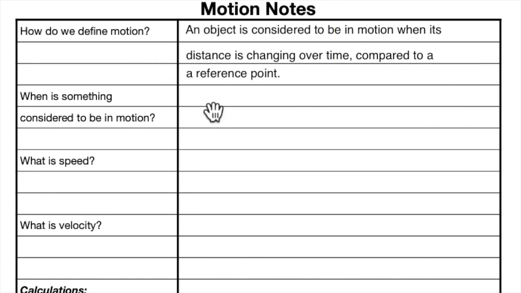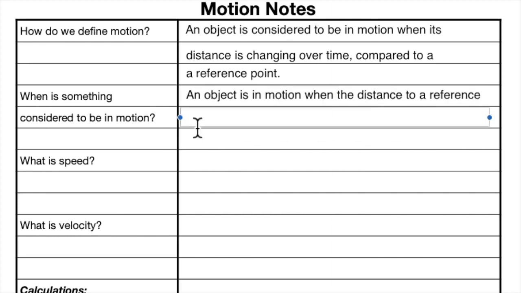So when is something considered to be in motion? An object is in motion exactly when those things above are happening. It is in motion when the distance to a reference point is changing over time. Okay, so what is speed then?